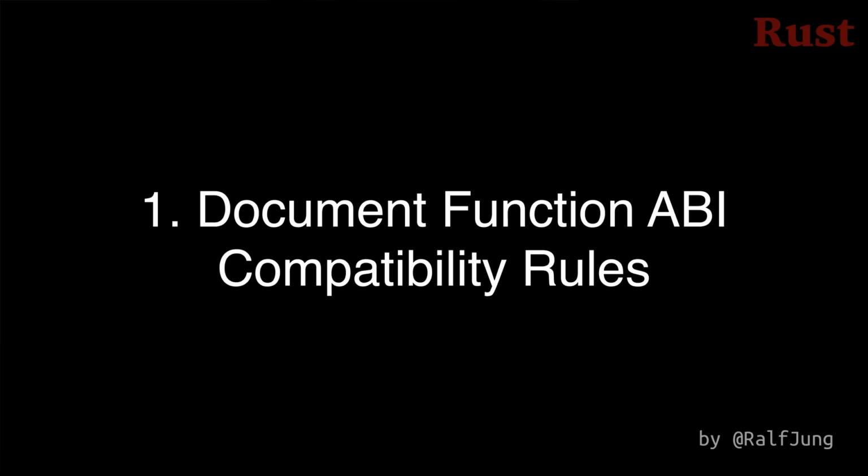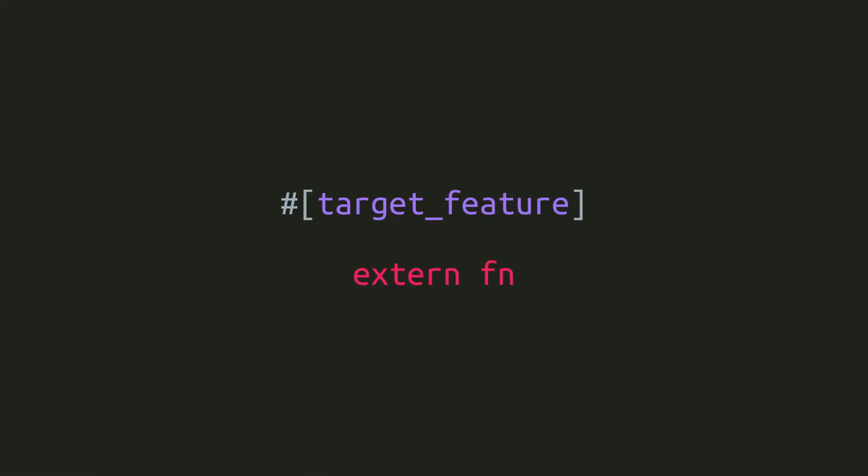Number 1. The rules for function ABI compatibility have been documented. These rules are an important concern in code that alters the type of function pointers, imports functions via extern blocks, or code that combines the target feature attribute with an extern fn declaration. If you're deep enough into FFI that this would affect you, there's a link in the description below to the new documentation so you can check it out.